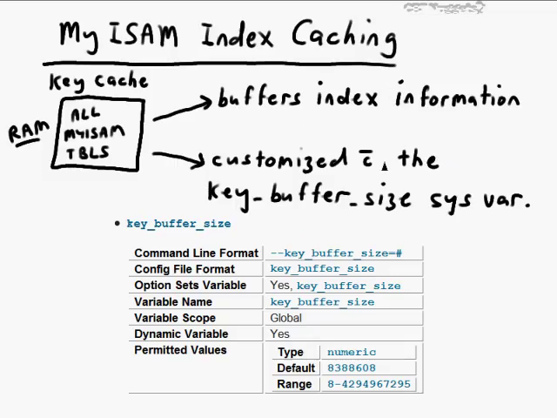MyISAM index caching. If you have any experience at all as a systems administrator, much less as a database administrator, you know that caching is the name of the game. If we can take frequently accessed data and move it from the comparatively low-speed disk I/O subsystem into the exponentially faster RAM subsystem, memory subsystem, then you right there have dramatically increased the speed of whatever you're doing in that data area.